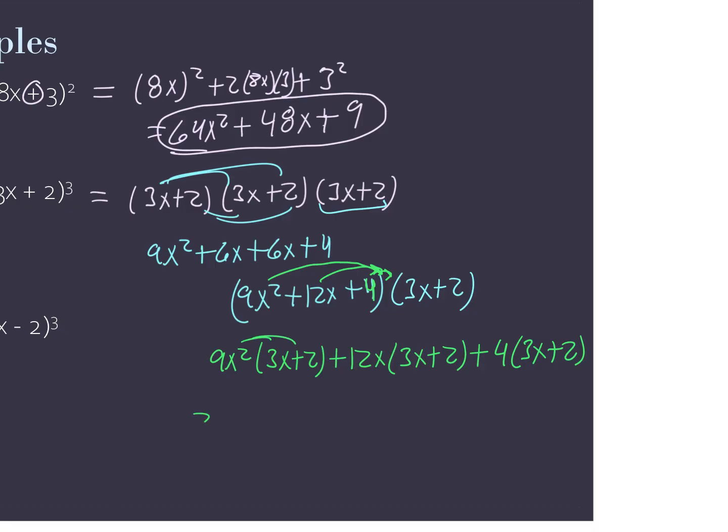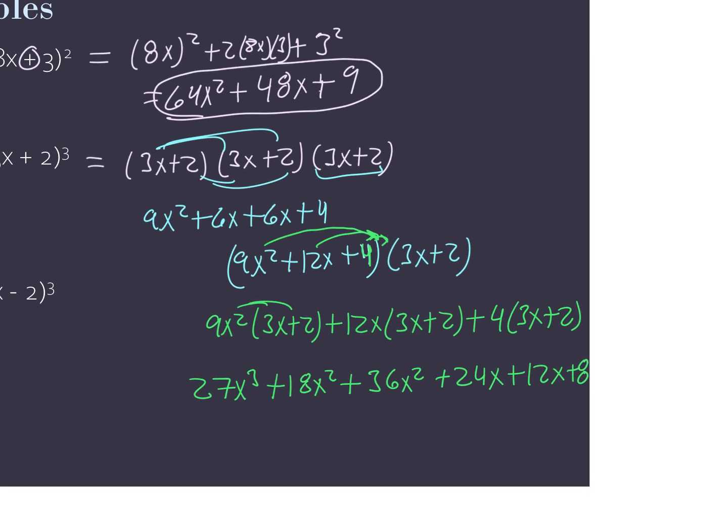And when we do this, we end up with a 27x to the third plus 18x squared plus 36x squared plus 24x plus 12x plus 8. All right, and then we just want to combine like terms, so we get 27x to the third plus these x squareds are going to combine to get us 54x squared. These are going to combine now to get us 36x. Then we have, whoa, I think I muted myself. Okay, we have a plus 8.